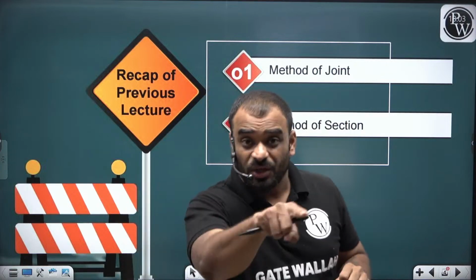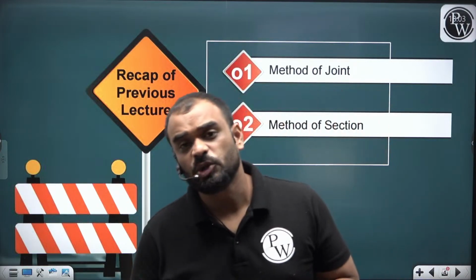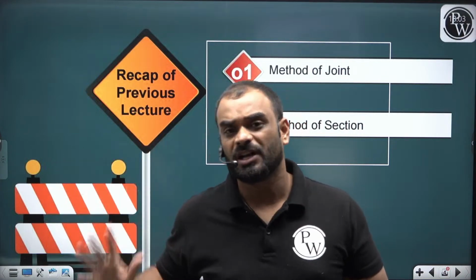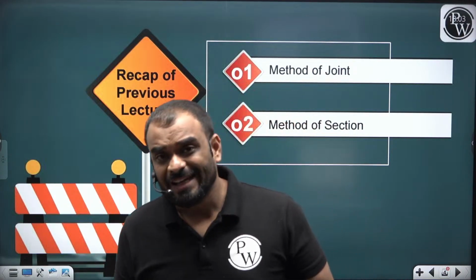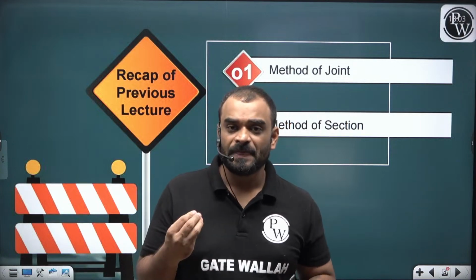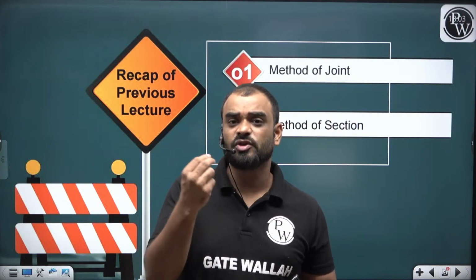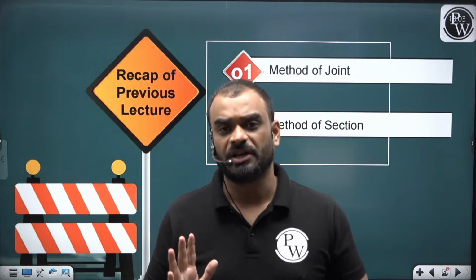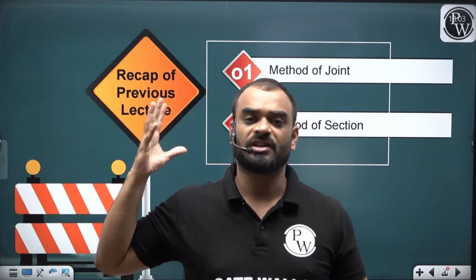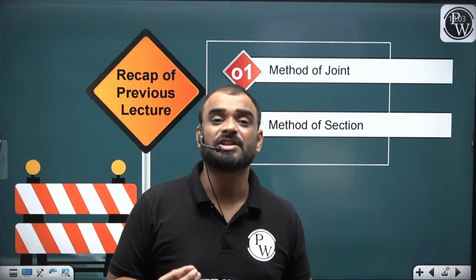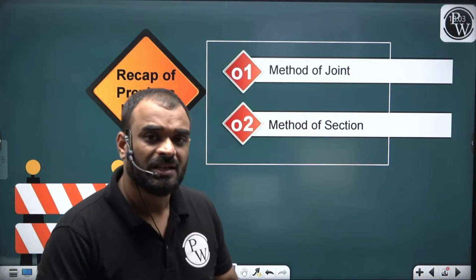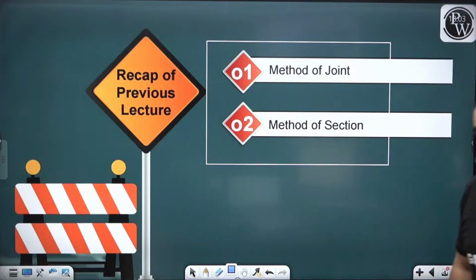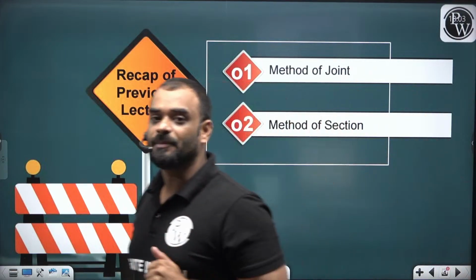If we talk about the method of joint, in the method of joint, guys, we need to use the static equilibrium equations to find the external support reactions, and if you want to find the internal forces of the members, you need to consider each individual joint and solve the members present at that joint by using the joint equilibrium equations, which are summation Fx = 0 and summation Fy = 0. That means we are using the joint equilibrium equations to find the internal forces of the members.